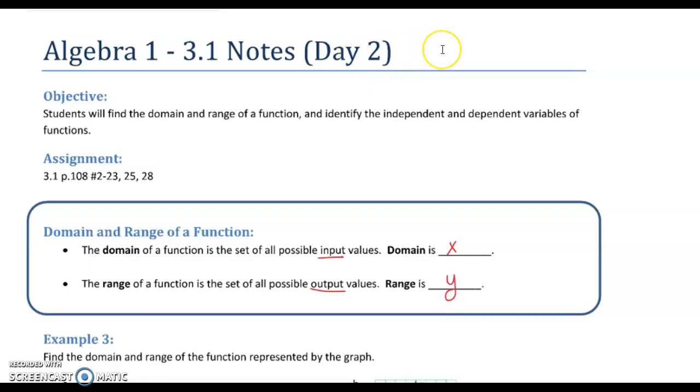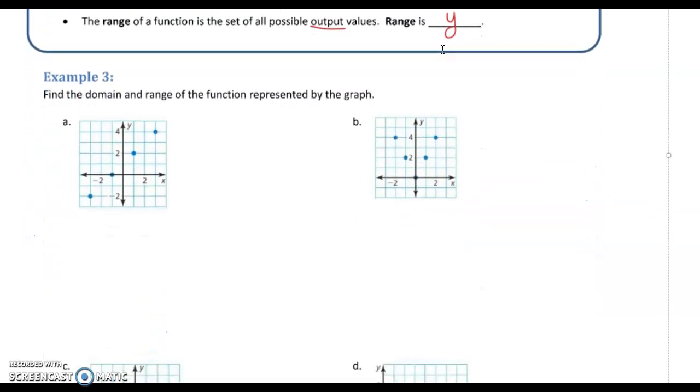Okay, so let's look at some examples here. You can use your notes that we did yesterday with the highlighters. I'd really recommend that strategy. And then you can also use your foldable as needed.